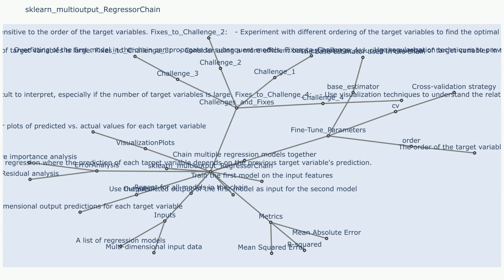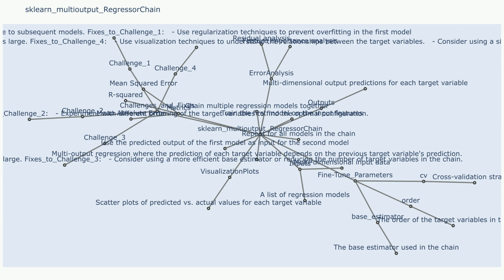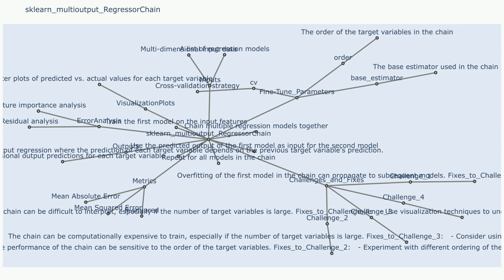Each row corresponds to a sample, and each column represents a feature. Y: a 2D array representing the target variables. Each row corresponds to a sample, and each column represents a target variable. The number of columns in Y should match the number of estimators in the chain. Outputs. Ypred: a 2D array containing the predicted target variables. Each row corresponds to a sample, and each column represents a target variable.